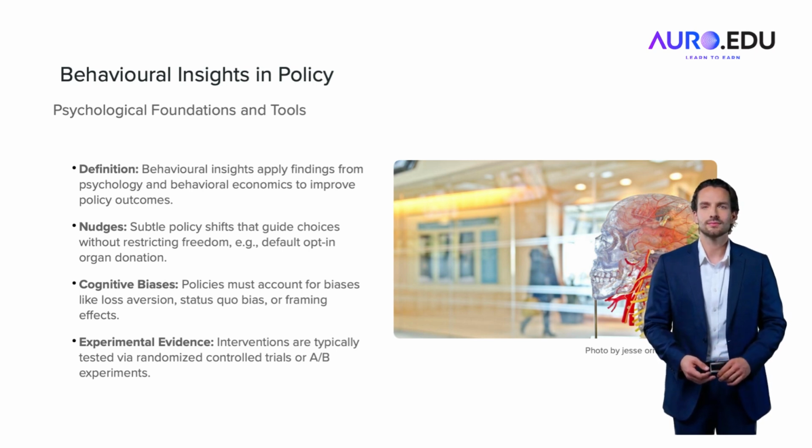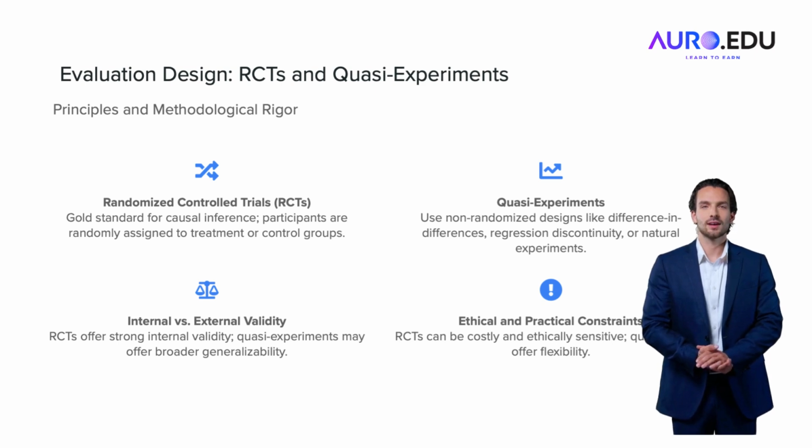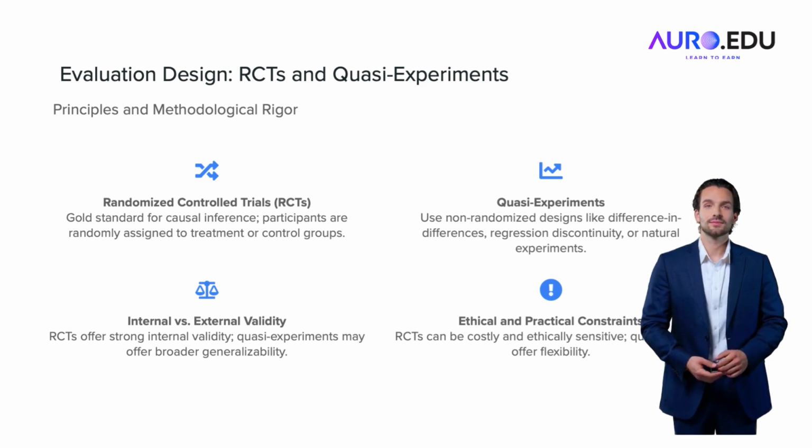Evaluation design, RCTs, and quasi-experiments. Evaluating policy effectiveness often involves randomized controlled trials, RCTs, and quasi-experiments. RCTs randomly assign participants to treatment or control groups, providing high internal validity. Quasi-experiments, lacking randomization, use methods like matching or time series analysis to infer causality when RCTs are impractical.